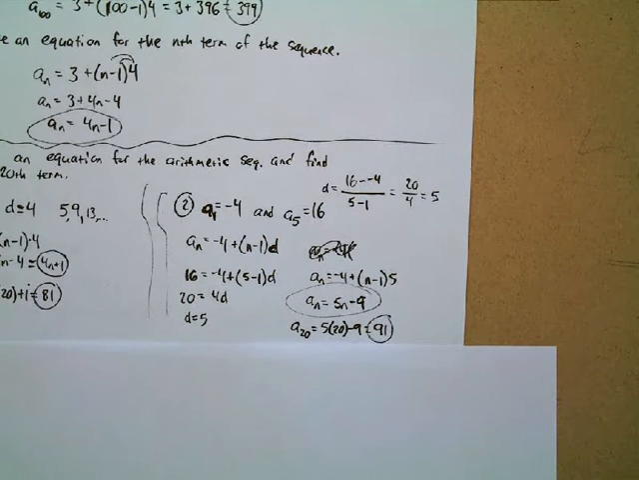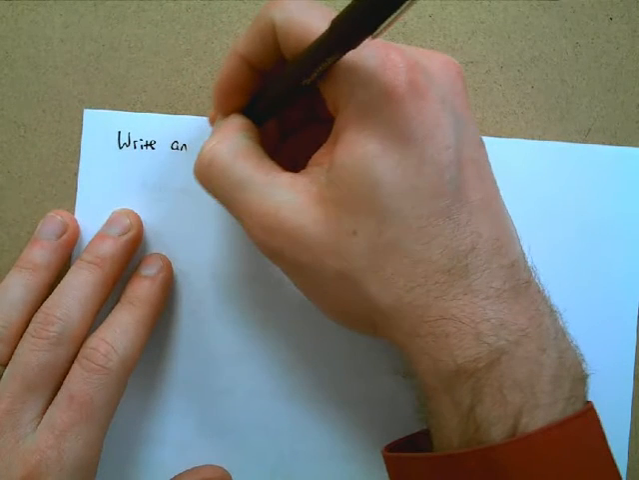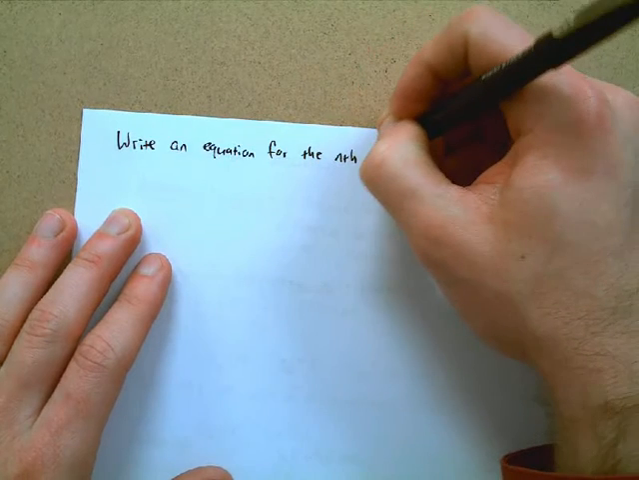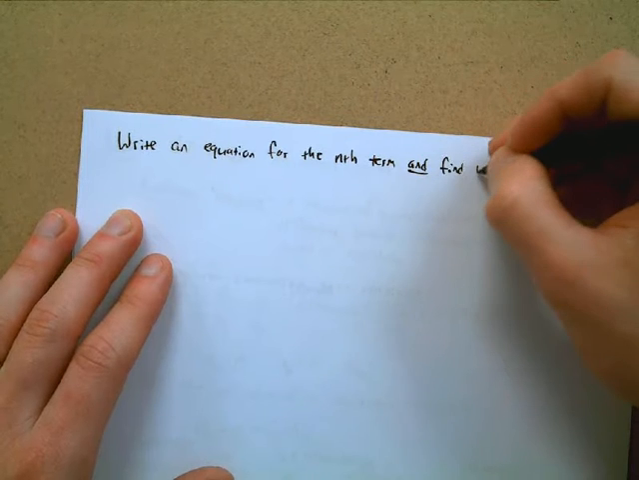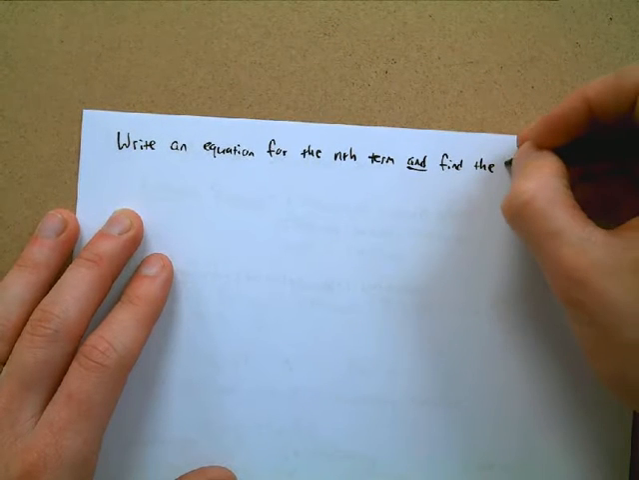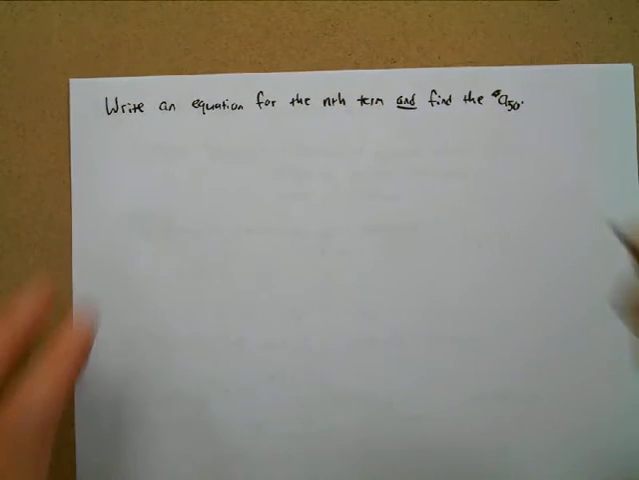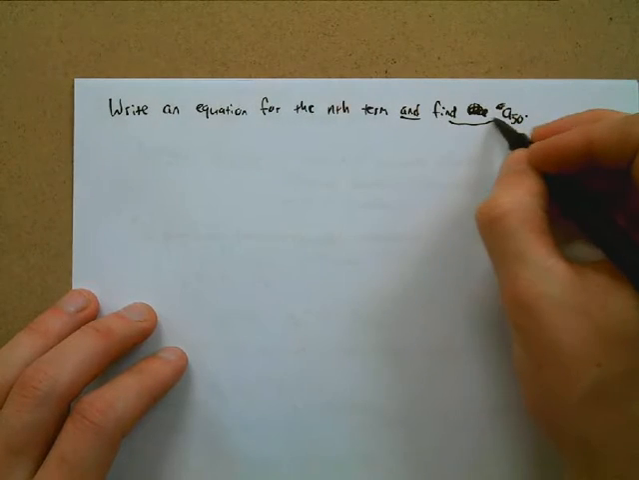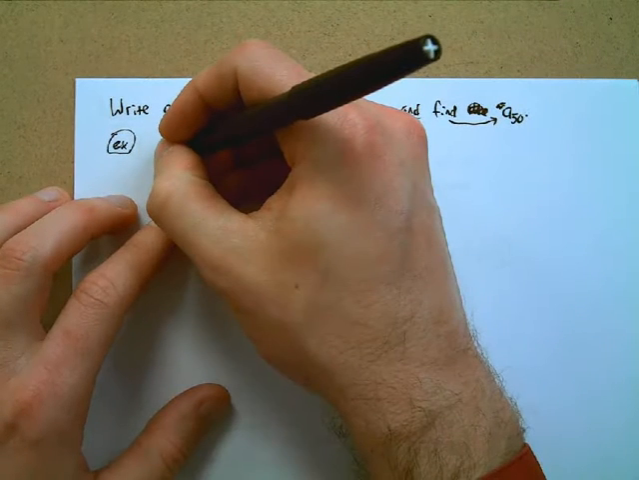Or actually, you know what? Find a sub 50. I'll do it that way. Okay. Find the a sub 50. So let's say that a sub 2 is equal to 10. Okay. And then a sub 7 is equal to negative 20.